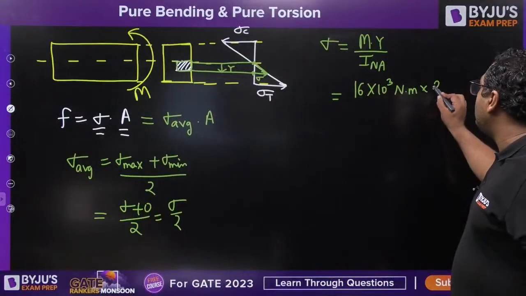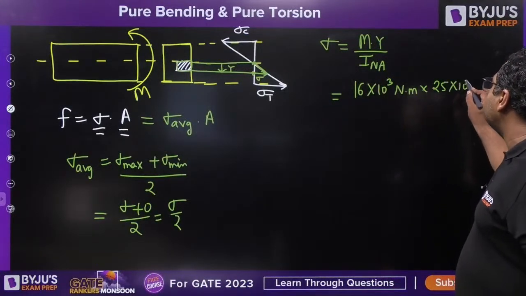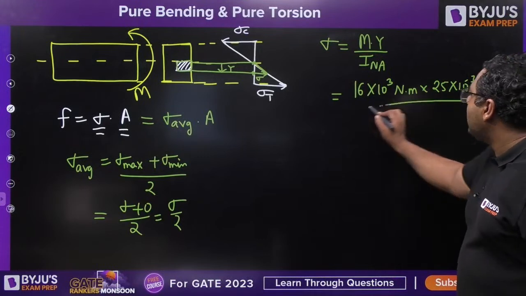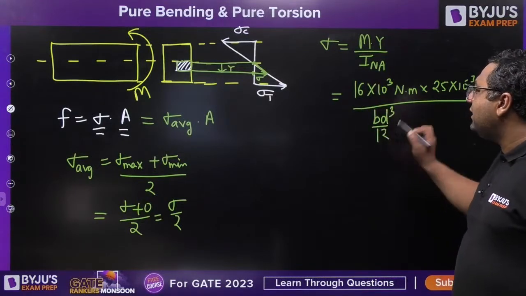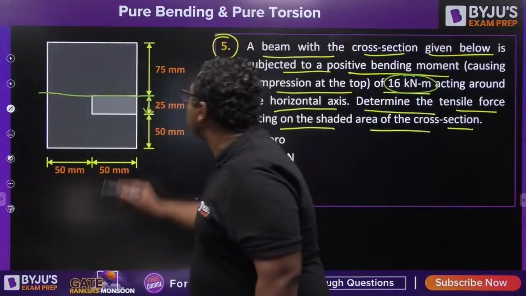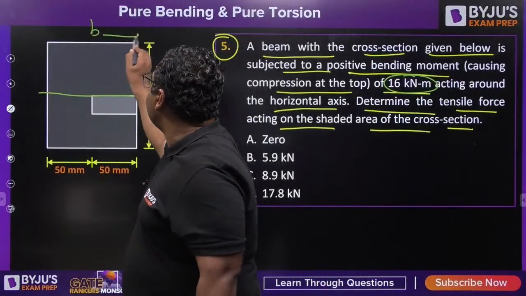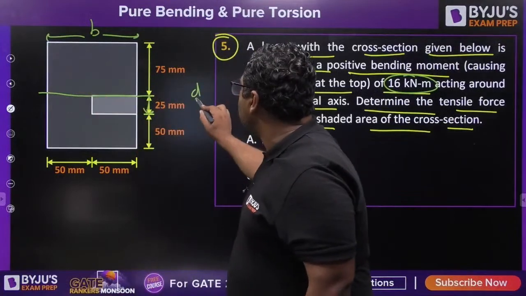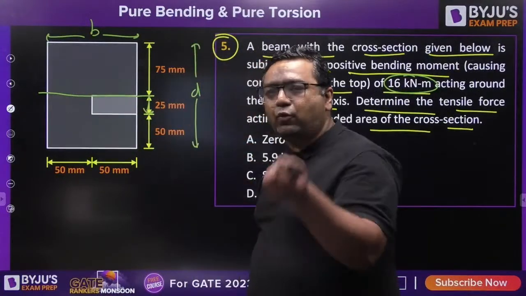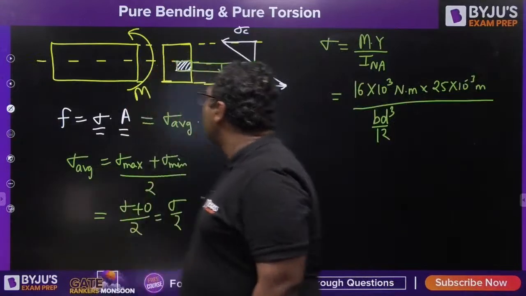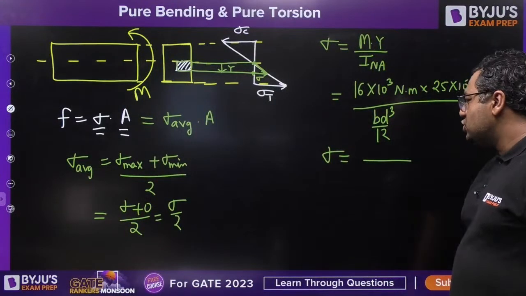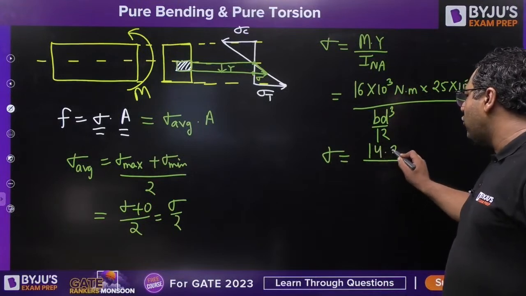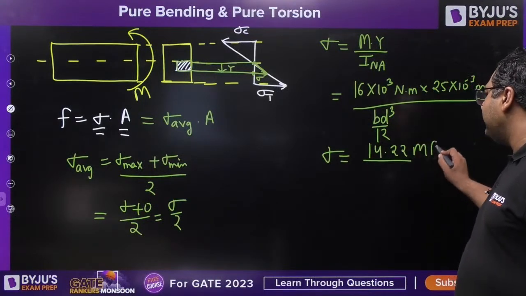Let us put the value 25 into 10 to the power minus 3, so it is now in meters. I_NA is bd cube by 12. Here the width is given as 100, and the depth is 150. You just need to put these values, and my dear, whenever you put these values, you will get the value of sigma. I feel it will come out to be 14.22 MPa.